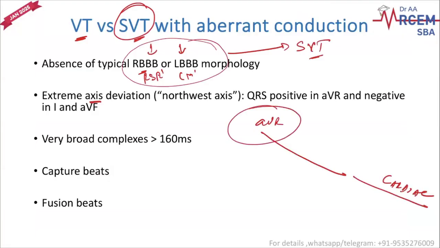AVR becomes positive in extreme conditions. One of the typical examples for AVR to become positive is ventricular tachycardia. If AVR is positive, think of ventricular tachycardia, unlikely to be an SVT.